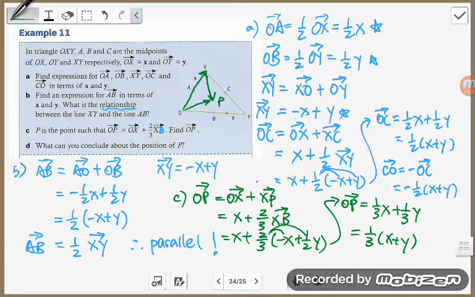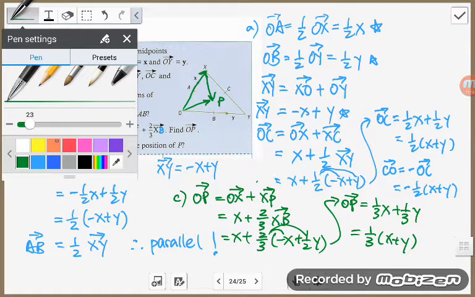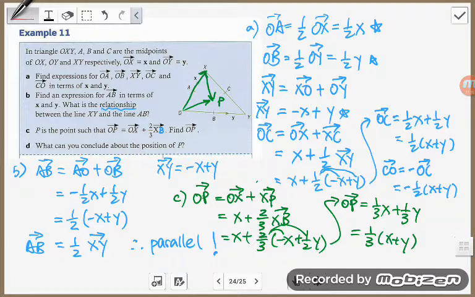Okay, now we're almost done, right? I'm going to use red now because this is sort of the last bit, and I would say the most challenging part, because they want us to look at the position of P. So I have my point P right there.